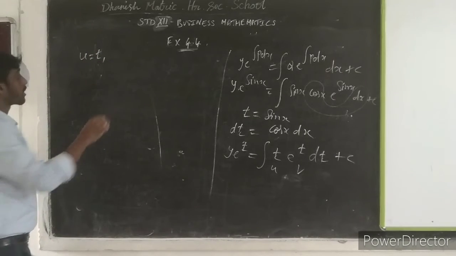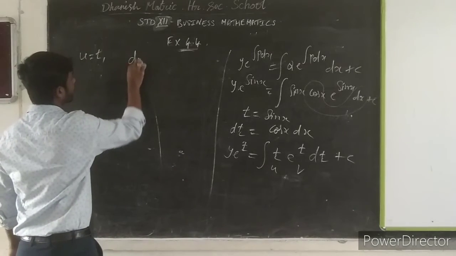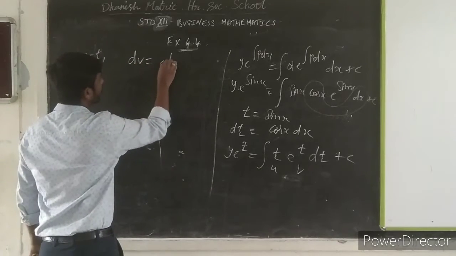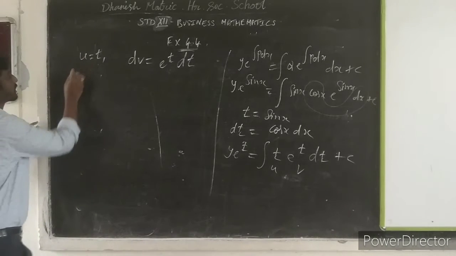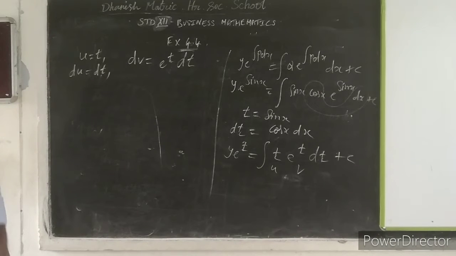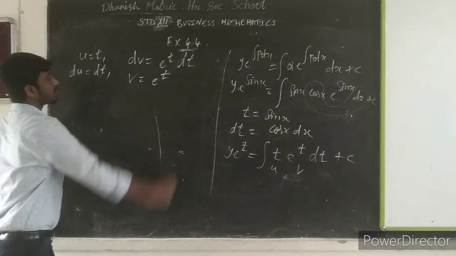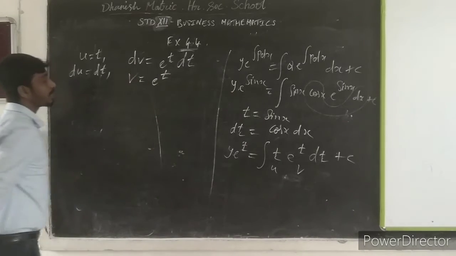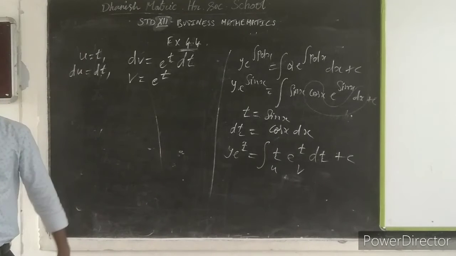So u equals t, and dv equals e power of t dt. Now differentiating, du equals dt. Integrating dv, v is equal to e power of t.